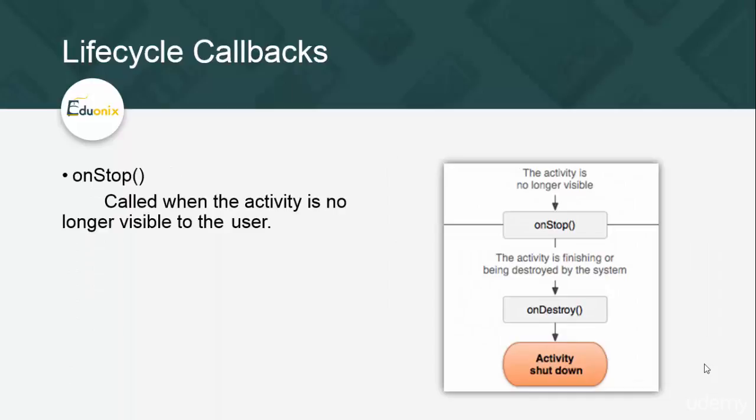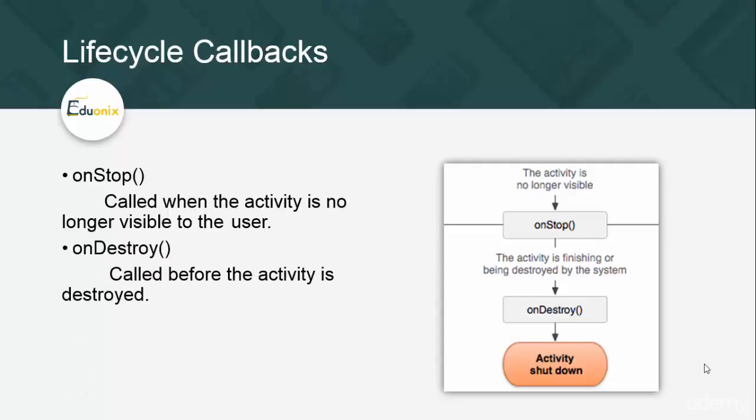OnStop. The onStop method is called when the activity is no longer visible to the user. This may happen because the activity is being destroyed, or because another activity, either an existing one or a new one, is resumed and is covering this activity. This method is followed by the onRestart method if the activity is coming back to interact with the user, or by the onDestroy method if the activity is going away.